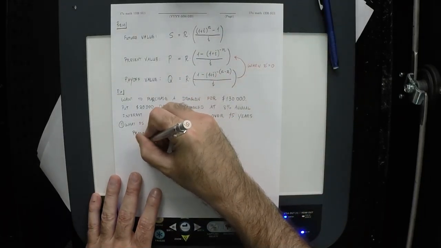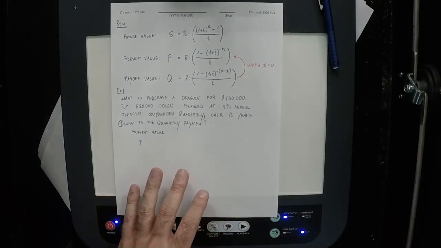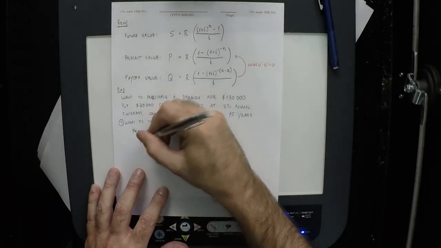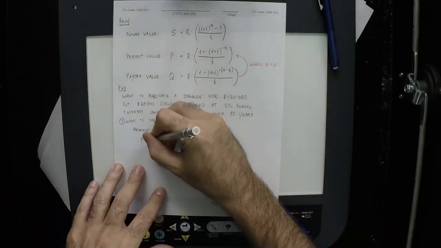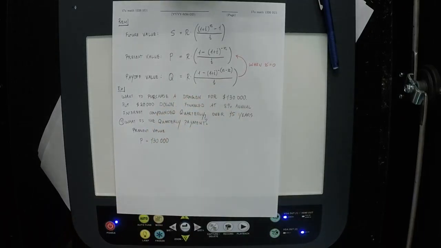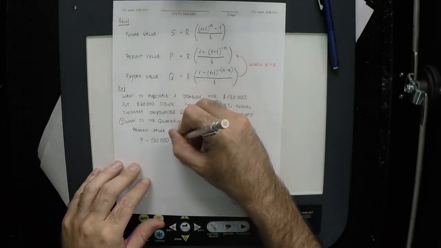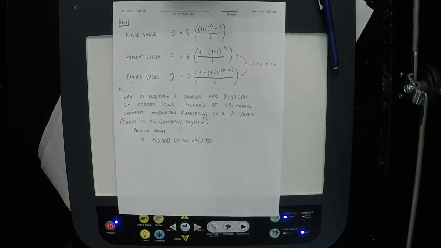So P, is that something we know, or is that something we need to find? Right. So that's something that we can know right now. What is the present value? So which one is it and why is it that? Right. So buyer and seller have agreed that the current value of the asset is $130,000 and buyer has put down $20,000. So that means that the outstanding balance is $110,000. That's how much is being financed.